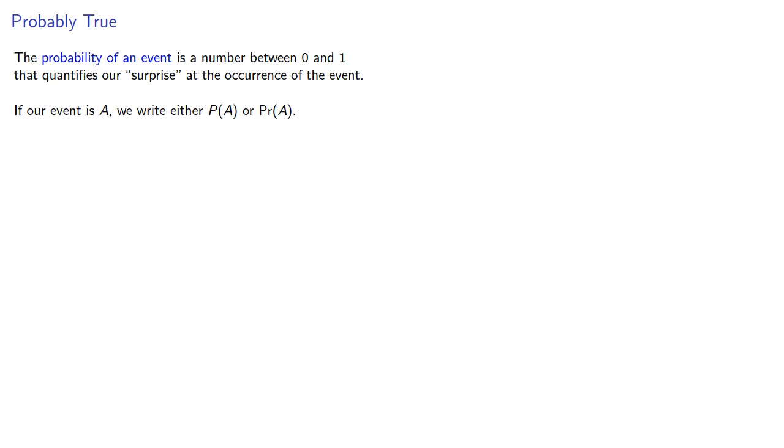So, we'll introduce the following idea to quantify this level of surprise. The probability of an event is a number between 0 and 1 that quantifies our surprise at the occurrence of the event. If our event is A, we refer to the probability in one of two ways. We use this notation, or a little bit more distinguishing, we'll use this notation.